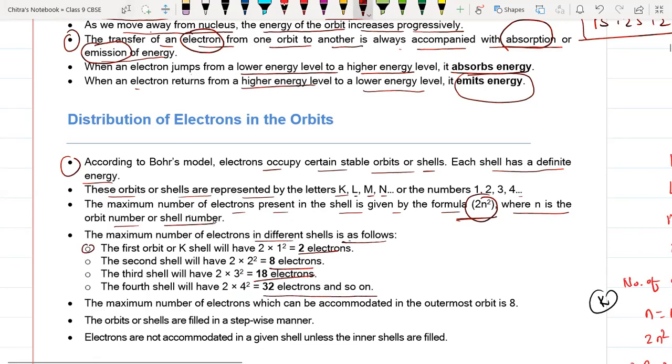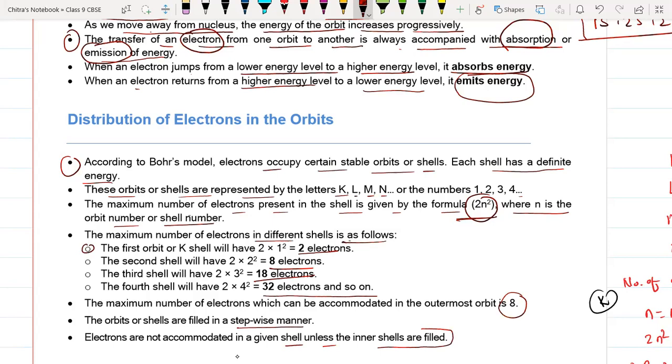The maximum number of electrons that can be accommodated in the outermost orbit is 8. It is according to the octet rule, in order to acquire stability. Orbits or shells are filled in a stepwise manner, means first we have to fill the first, second, third, like this. Electrons are not accommodated in a given shell unless the inner shells are filled. I told you this first during the test. There is the Aufbau principle, then Hund's rule. Most of the theories had drawbacks also, and it is one of the drawbacks.